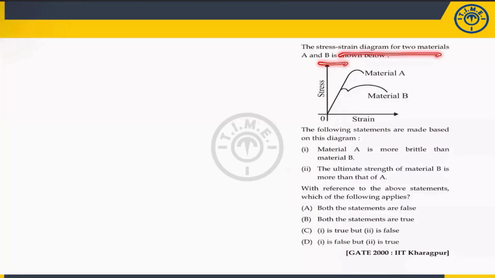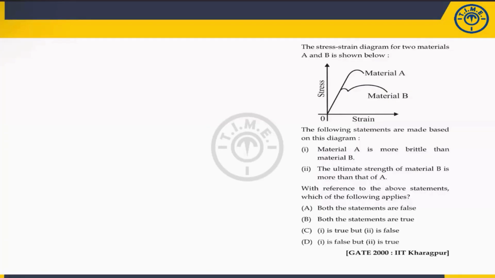The stress strain diagram for two materials is given. The conditions are: material A is more brittle than material B, and the ultimate tensile strength of B is more than that of A. Okay, the ultimate tensile strength of B is more than A, and A is brittle. Can you please tell me the difference between brittle and ductile material? Anyone?